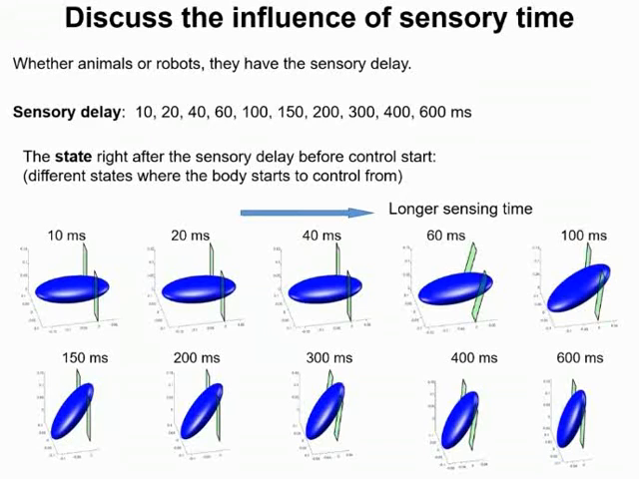Whether animals or robots, they have sensory delay. Here, we swept it to discuss its influence on traversal. We chose the stiff beams as an example, so the body needs to roll to traverse. The images show the state right after the sensory delay. The longer the delay, the more pitched up the body is at the start of the control.